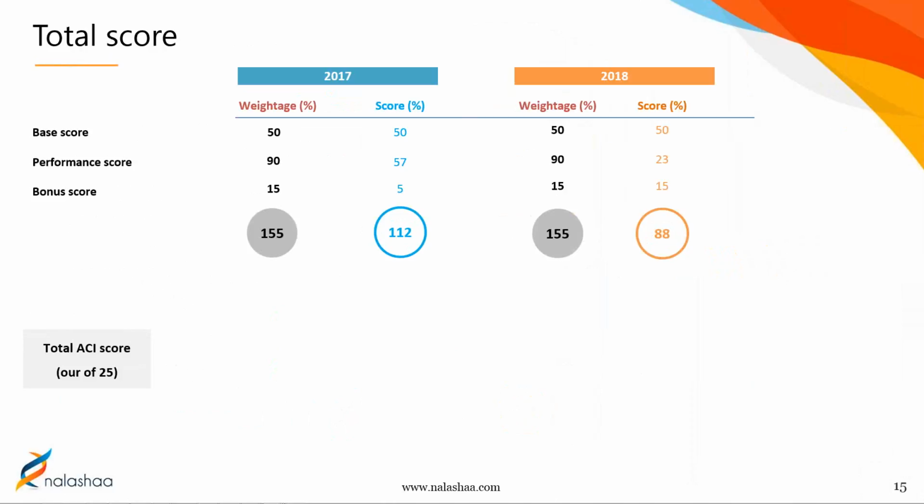So the 112 that you see in 2017 is going to get capped at 100%. So if Jane Doe had actually even had a score of 100, would also mean that she earns a total 25 in the ACI score.